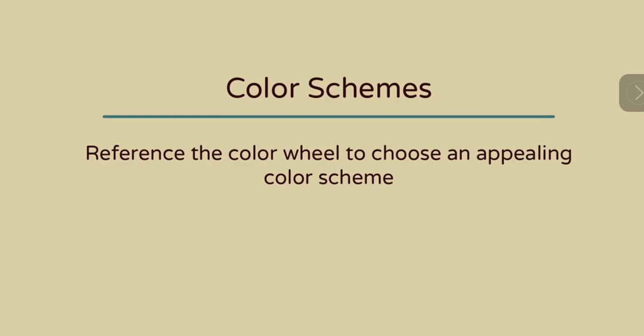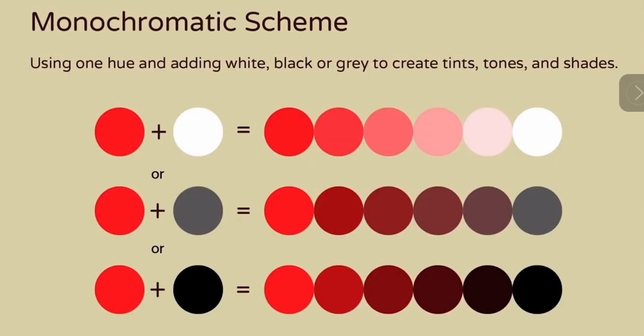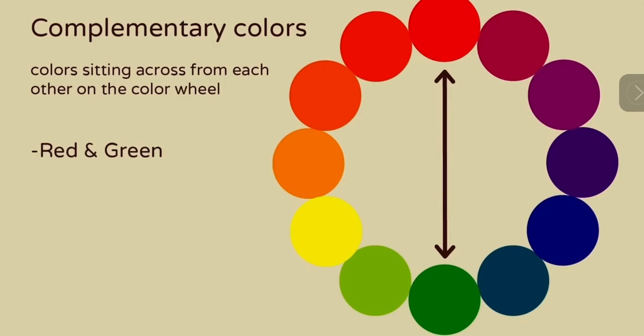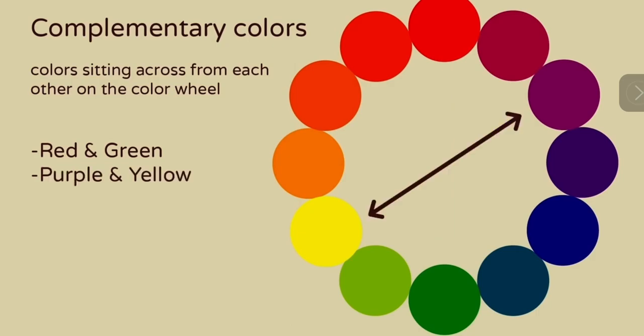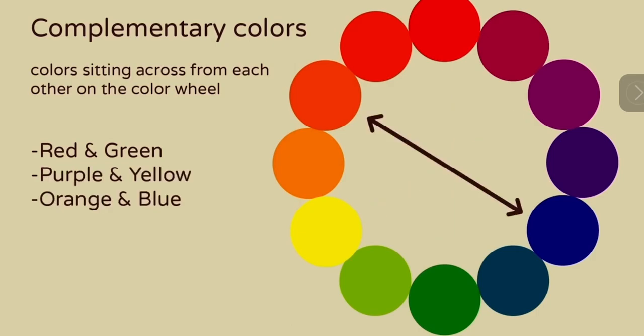The color wheel is a great reference when you're choosing an appealing color scheme. Here are some of the most common types of color schemes. A monochromatic color scheme is made up of one hue plus either white, black, or gray. Here you have a variety of tints, tones, and shades of red. Complementary colors sit across from each other on the color wheel. The most common pairs are red and green, purple and yellow, and orange and blue.